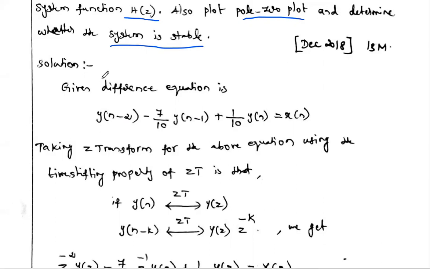So here it's a discrete time system. You know the discrete time system is represented by a difference equation. What does that difference equation mean? Here you see the terms y of n minus 2, y of n minus 1, y of n, and x of n. So x of n is the input applied to the discrete time system, and y of n is the output obtained from the discrete time system.